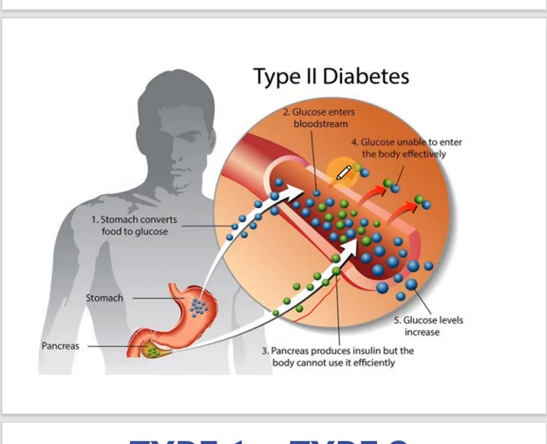If the rate of glucose absorption from the stomach is higher than the rate of utilization by the cells, there's going to be an increased level of glucose in the blood. And that can lead to diabetes occurring. So the pancreas produces insulin, but the body can't use it efficiently. Why? Because the cells' receptors are blocked from being signaled by the insulin.